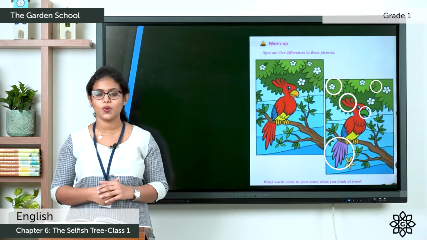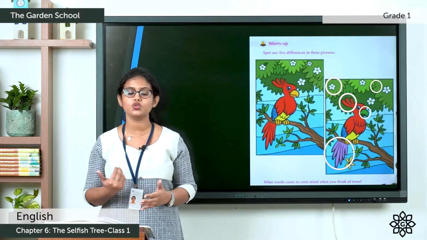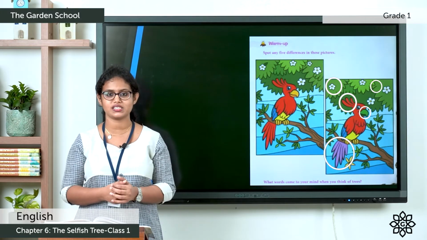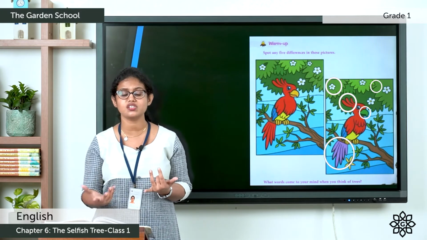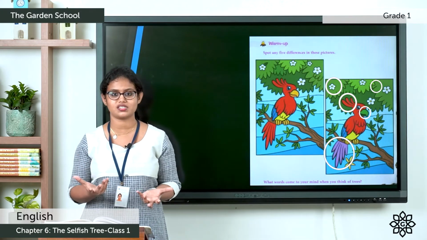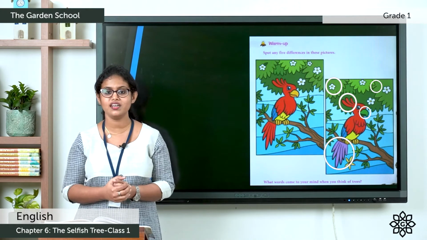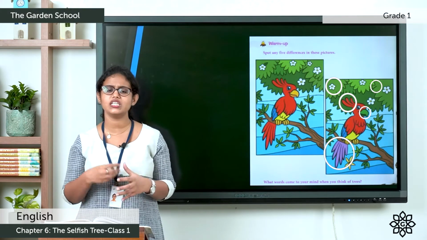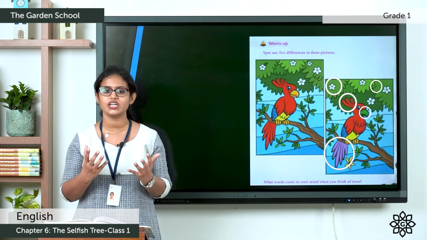Below that, there is one more question. What words come to your mind when you think of trees? So when you think of trees, what comes to your mind? We'll think of shade, right? Trees give us shade. Then branches. When we think of trees, we'll think of branches. Then most of the trees are taller. Then leaves. So these are some of the words that come to our mind when we think of trees.